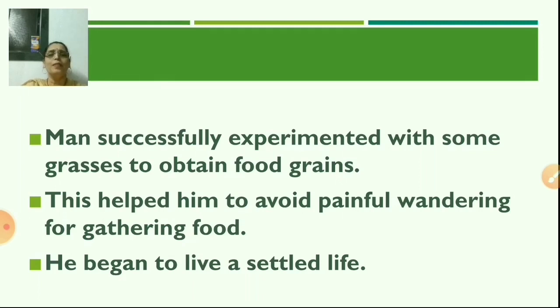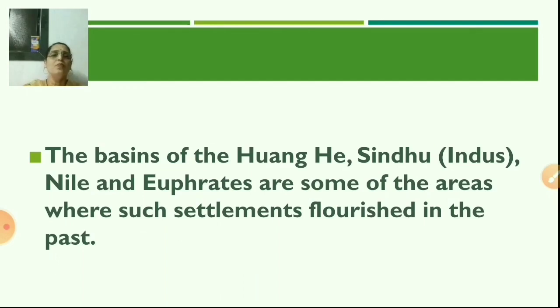Okay. Now the next. The basins of the Ganga, Sindhu, Indus, Nile and Euphrates are some of the areas where such settlements flourished in the past. So students, some of the areas where such settlements flourished in the past were the basins of the Ganga, Sindhu, Indus, Nile and Euphrates. Okay, now the next.